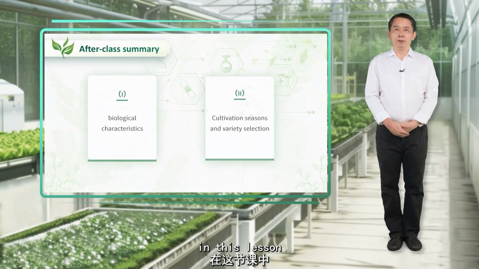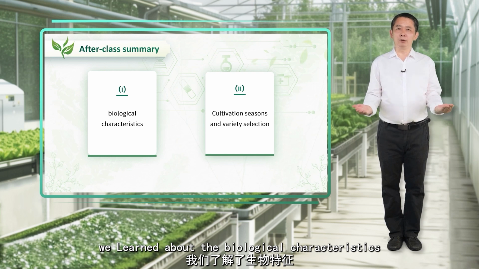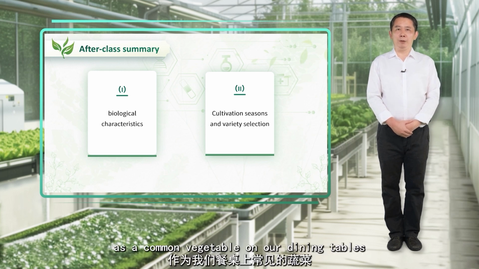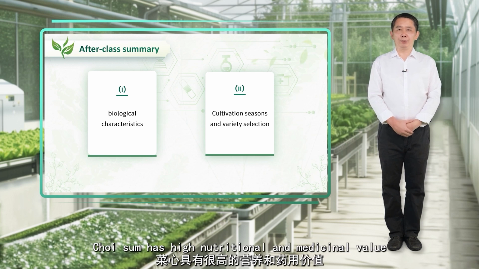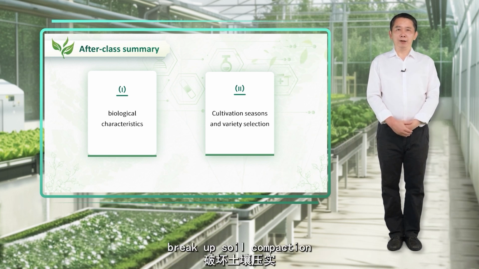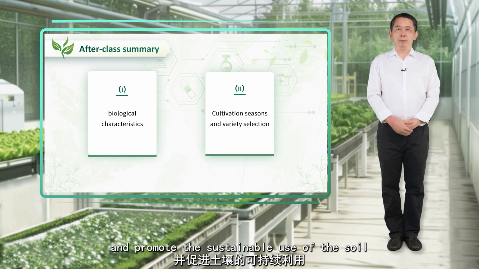In this lesson, we learned about the biological characteristics, variety types, cultivation seasons, and cropping arrangements of choy sum as a common vegetable on our dining tables. Choy sum has high nutritional and medicinal value. In addition, growing choy sum can improve the soil structure, break up soil compaction, be used as a green manure, and promote the sustainable use of the soil.